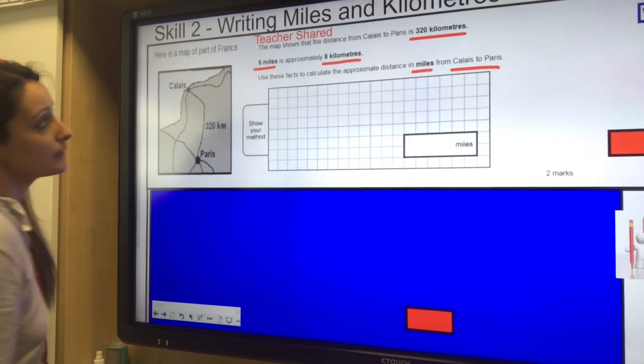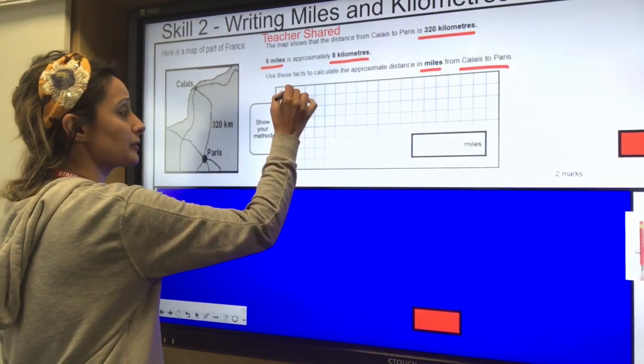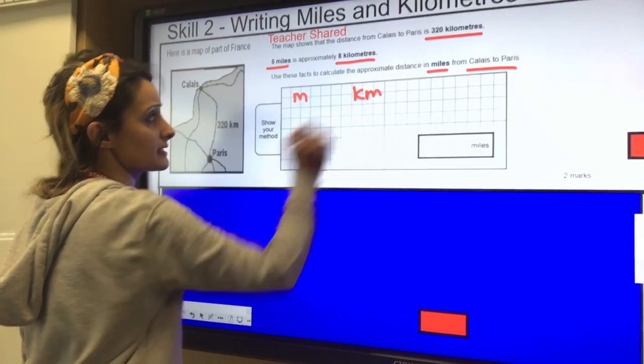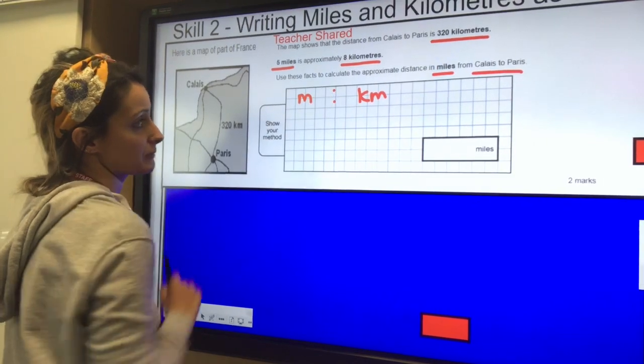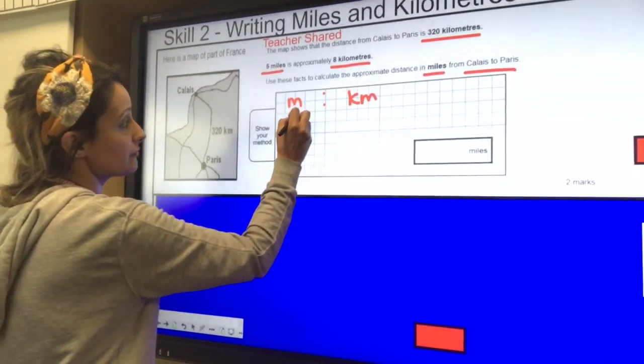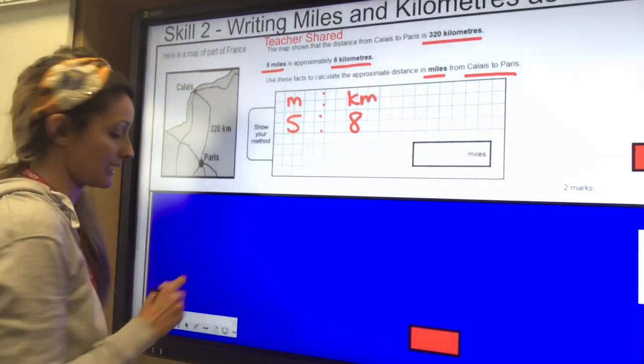Okay. So actually, this part here, I'm going to write down here. If I put here miles, kilometres, it's easy to understand. I was hoping you'd do that. Okay, and that's going to be my ratio. Those two, the colon defines the ratio. So I know that 5 miles is approximately 8 kilometres, and that's how I'd write it as a ratio.